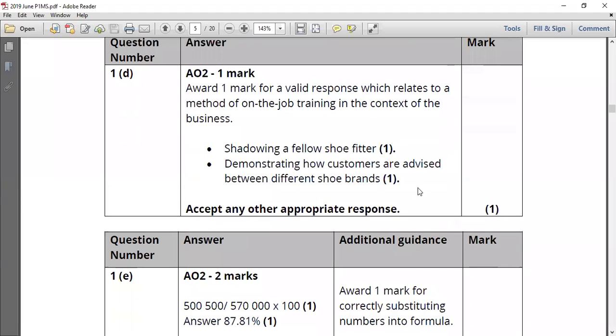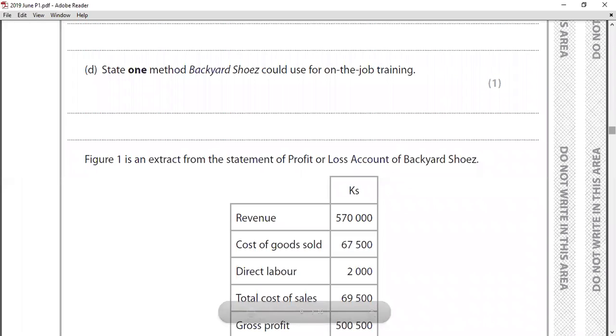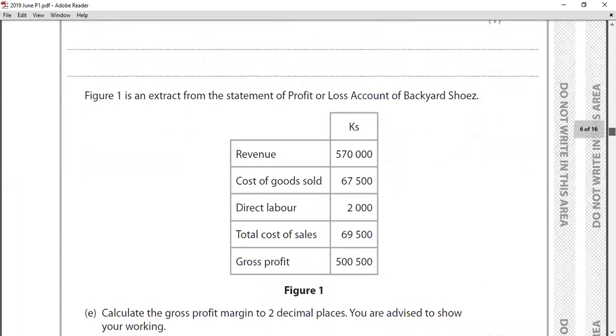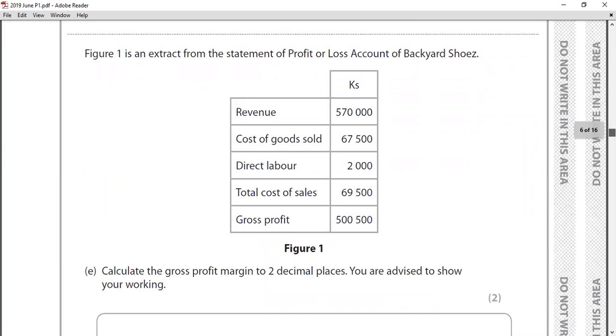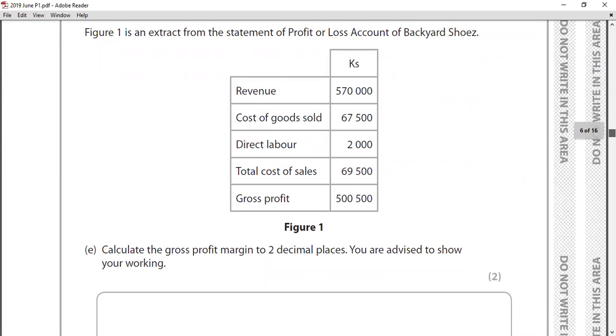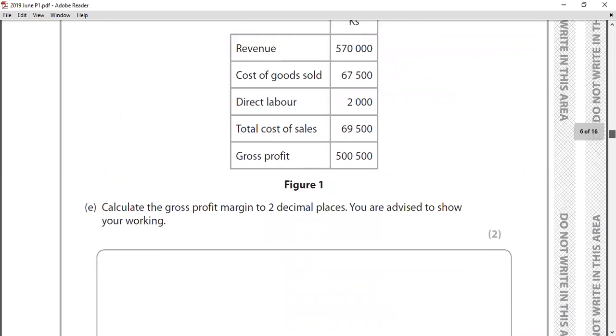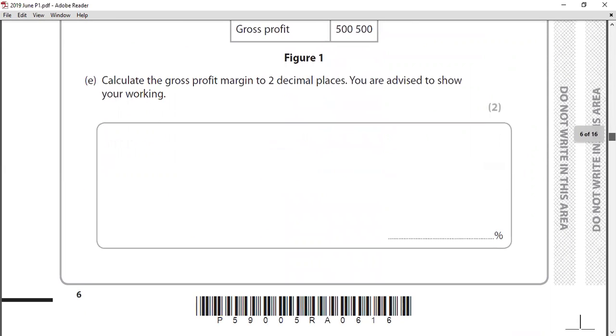Okay, then the next part, you can see part E, there's a calculation question. There are always a few calculation questions coming, which carry 2 marks. Here they've given the statement of profit and loss account of backyard shoes: revenue, cost of goods sold, direct labor, total cost of sales, and gross profit. Here they're asking to calculate the GP margin to 2 decimal places. 2 DP, they ask separately.